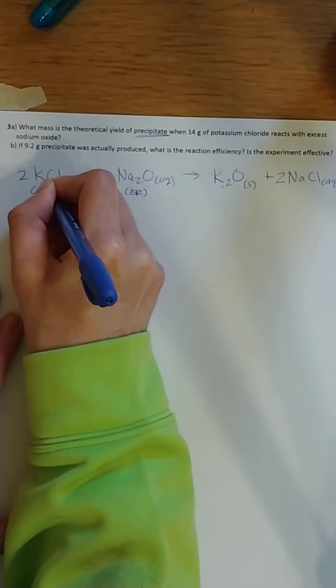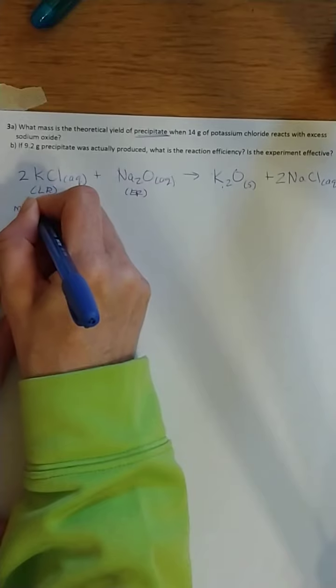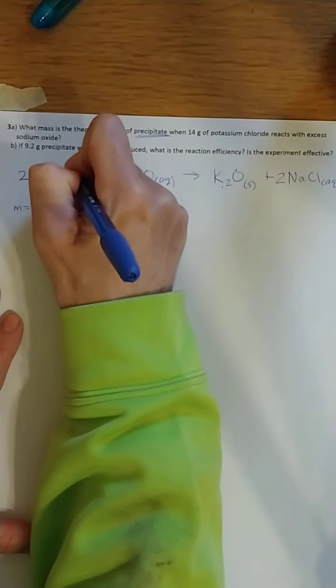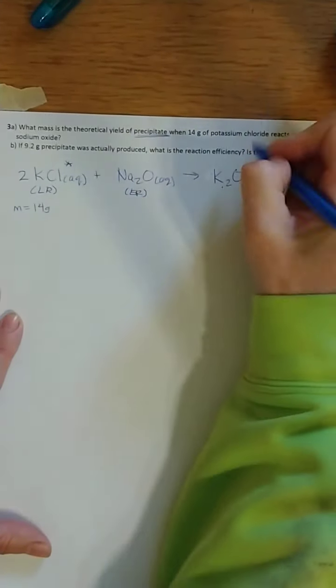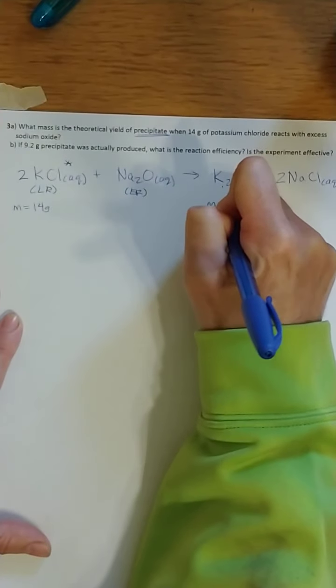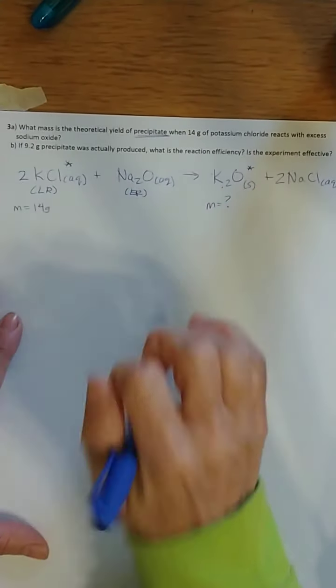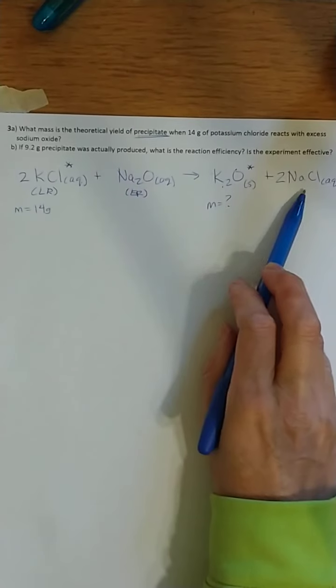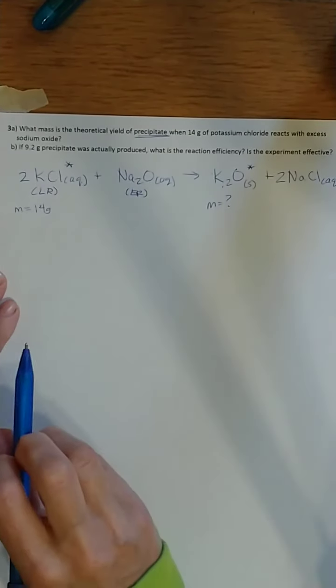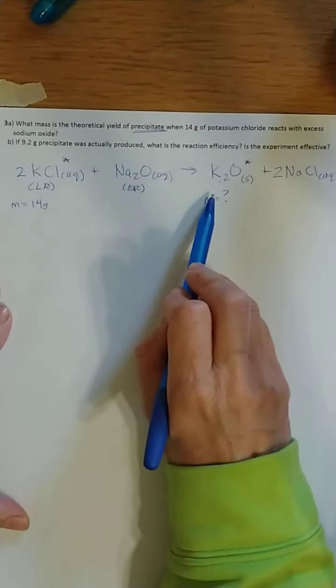This is our LR because we're given a mass of 14 grams. So this is where we're starting, and the precipitate is this here. So we want the mass of this. So we don't care about the sodium oxide. We don't care about the supernatant, the salt, the sodium chloride on the other side. We want to start with this and go to this.